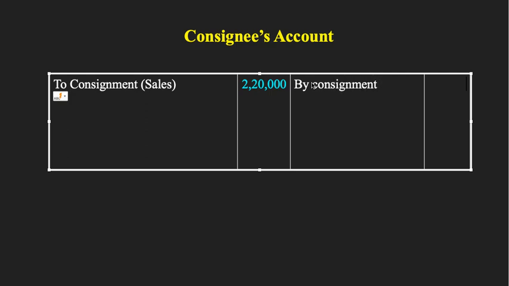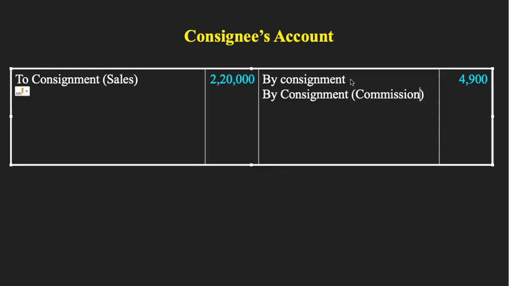That is, by consignment, the expenses which are met here, that is 4,900. Fine. Then we have consignment commission. This is the expense that we are going to show here. By consignment, here you can write down commission. So by commission we can write, and in bracket we can write these are the expenses. You can make it by expenses.